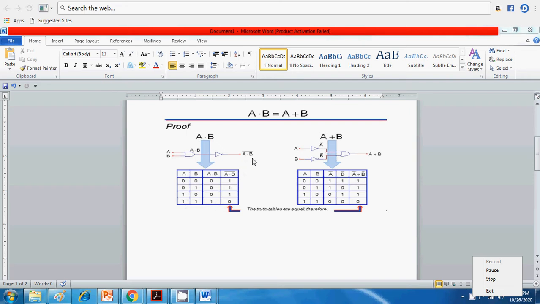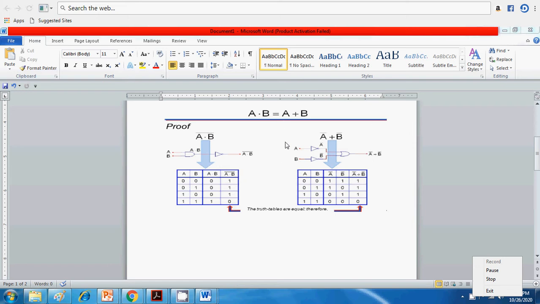Now for (A dot B) bar, so inversion of this, it will be 1, 1, 1, 0. So for the input 0, 0, (A dot B) bar is 1. For the input 0, 1, (A dot B) bar is 1. For the input 1, 0, (A dot B) bar is 1. And for the input 1, 1, (A dot B) bar is 0.